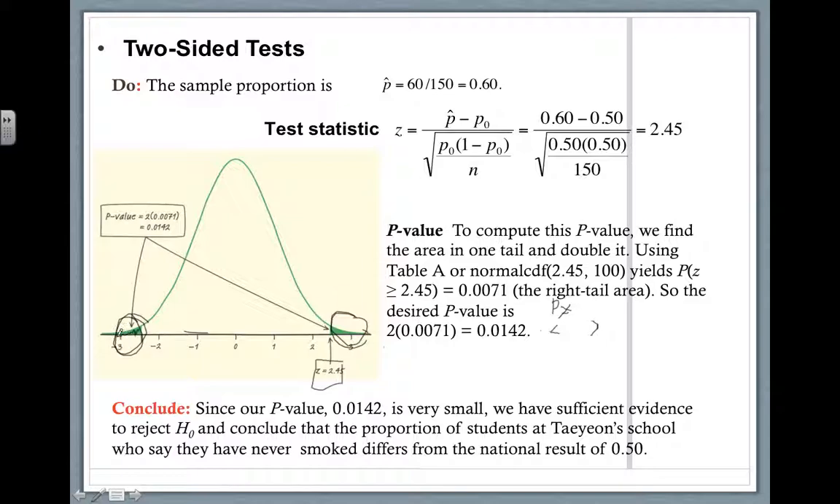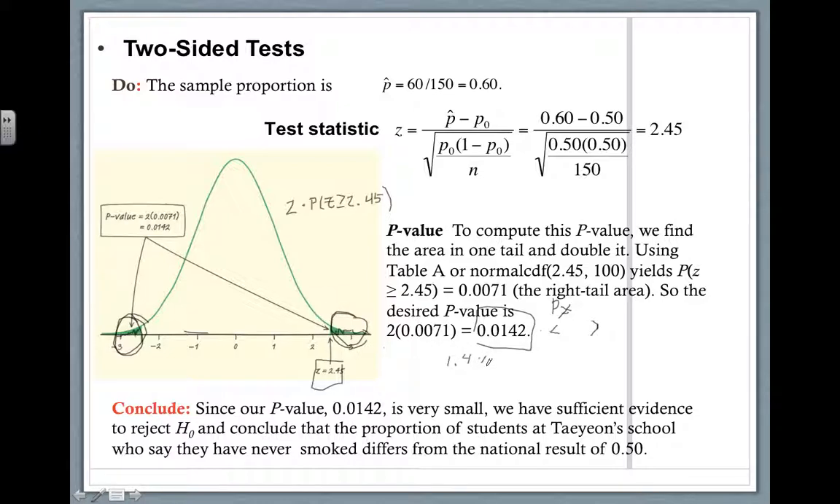So it's at negative 2.45 and at positive 2.45. So you would want to do 2 times the probability that the z is greater than or equal to 2.45. Okay, so it's going to give you an answer of 0.0142. So this now is a very small p-value. So here your p-value is only 1.4%.